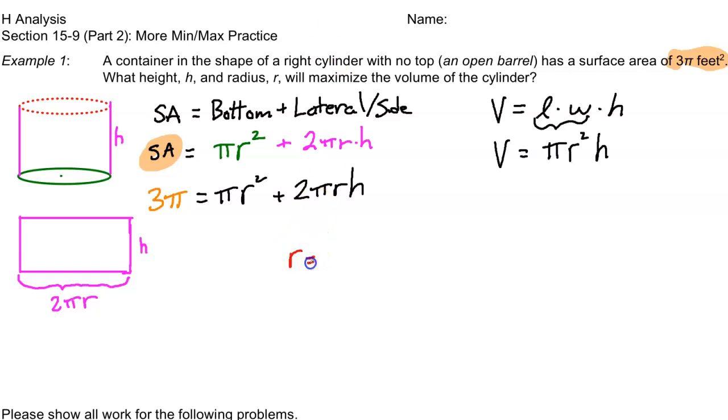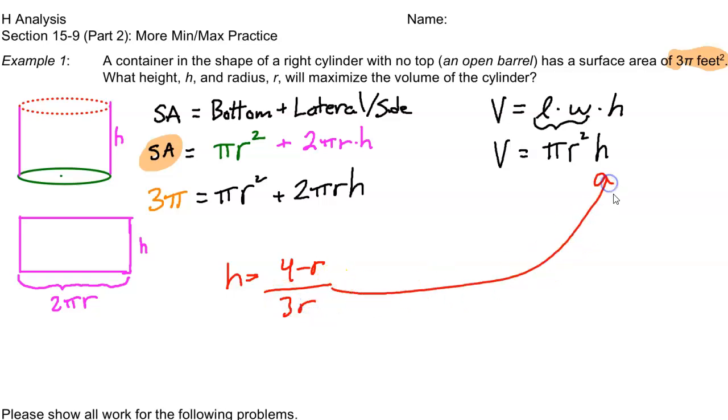So if I gave you r equals, it wouldn't be r squared, but it'd be like 2 pi h over h minus 1 or something like that. If I said this is what r equals, would that be really nice to plug into here? And then you'd have to go through and square it and everything. Would that be pretty good? Or would it be better to have something like h equals 4 minus r over 3r, and just plug that into right here? Which one would be easier to work with?